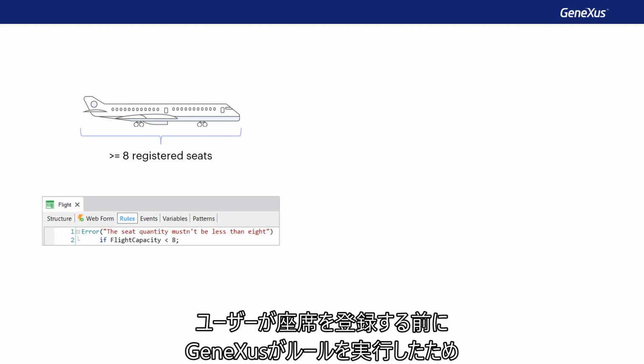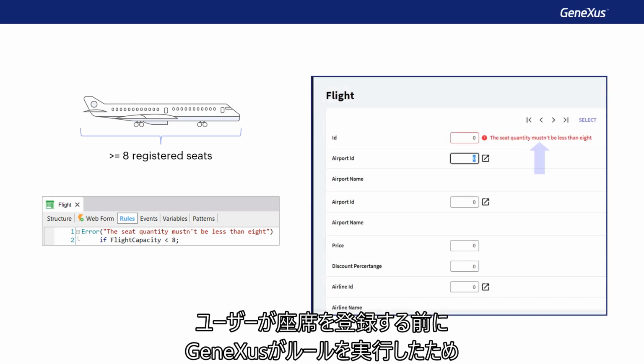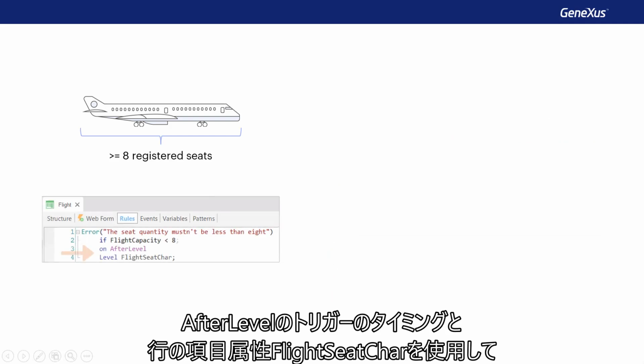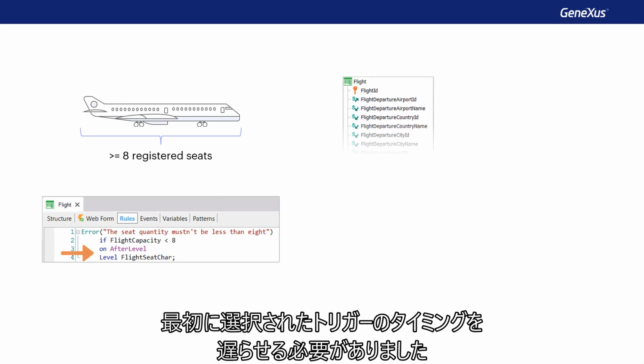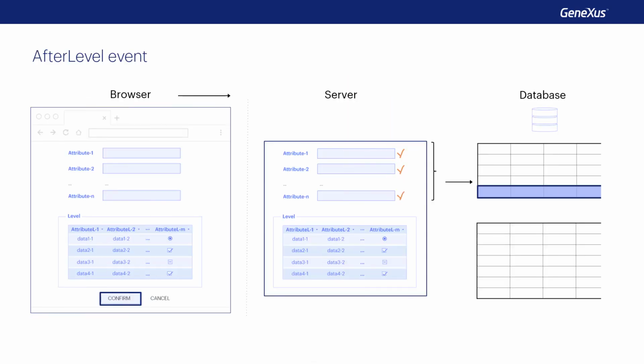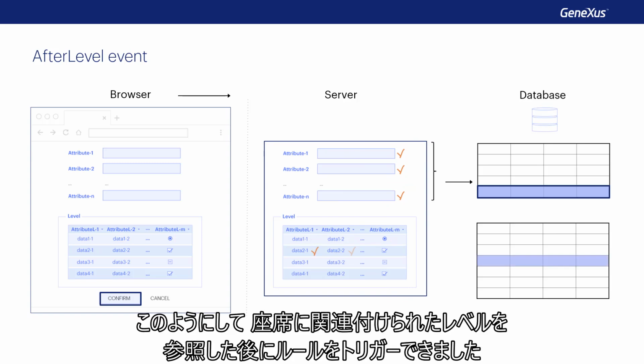Since GeneXus executed the rule before giving the user time to register the seats, we had to delay the moment it had initially chosen to trigger it, using the on-after level triggering moment with a line attribute, flight seat char. In this way, we managed to have the rule triggered after running through the level associated with the seats.